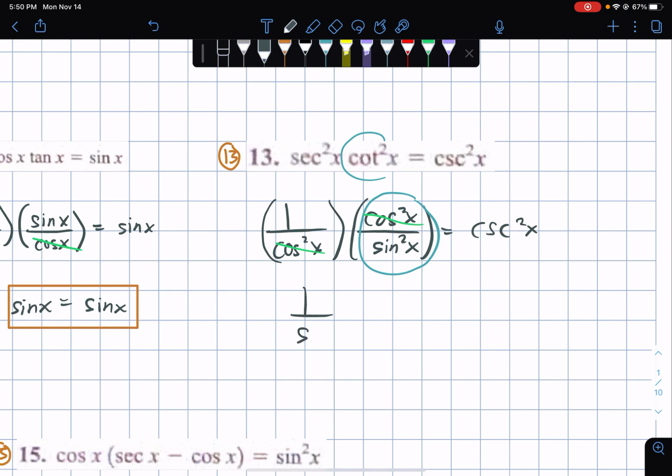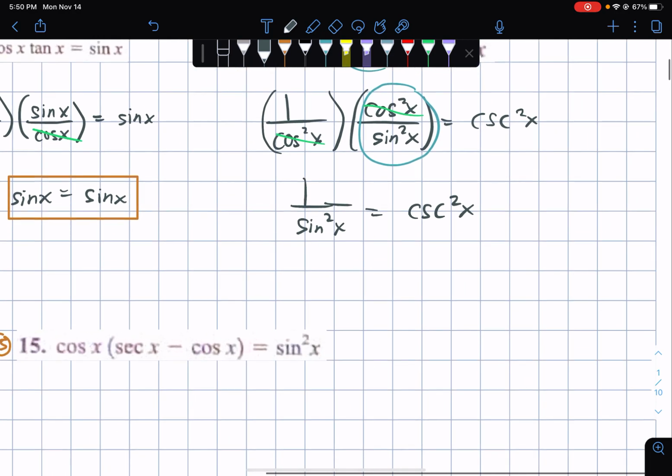So with this, 1 over sine raised to 2x, we know that the inverse of sine x is cosecant, so we verified it.